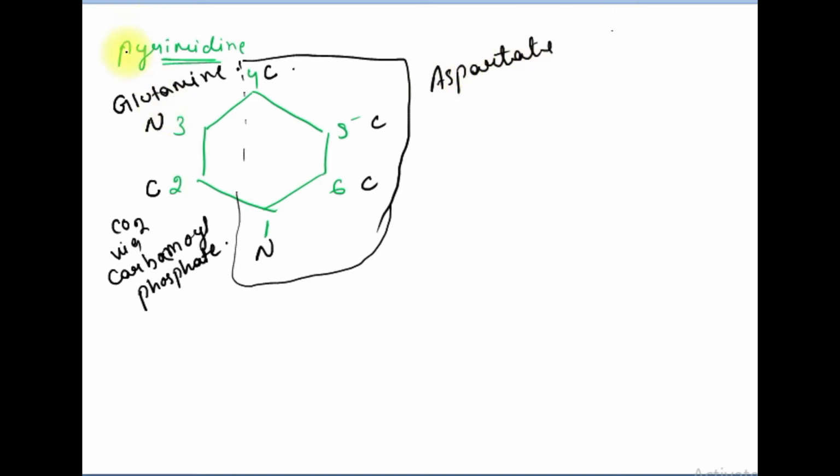Okay, this is all about the pyrimidines. And when we talk about the pyrimidines, that is cytosine, uracil and thymine. In case of cytosine, in the second position double bond O is present. In the fourth position NH2 group is present, which is of single bond.